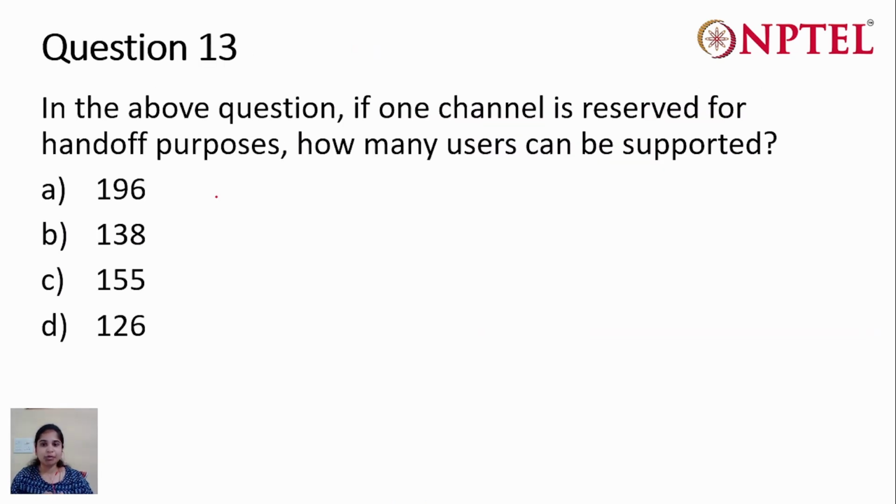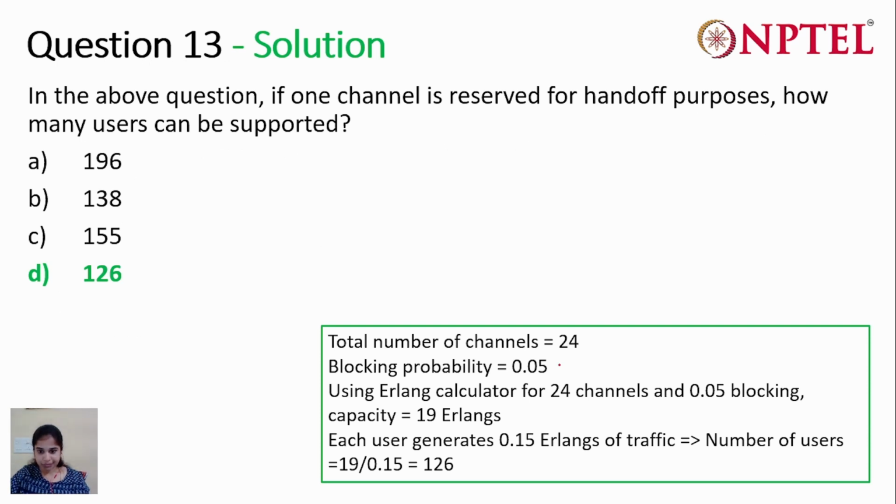In the above question, if one channel is reserved for handoff purposes, how many users can be supported? Again, it's the same thing, but the traffic intensity is going to vary. For 24 channels and 0.05 blocking probability, if you see the chart, you're going to get 19 Erlangs. And we know that each user generates 0.15 Erlangs of traffic. So now the number of users supported will be 19 by 0.15, 126. The same thing, you just have to know how to look into the chart.